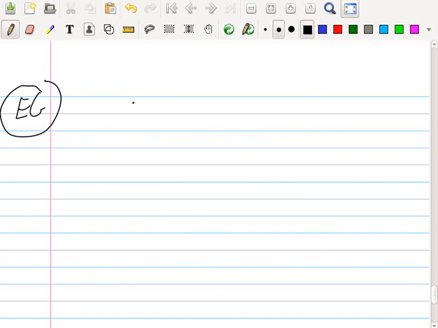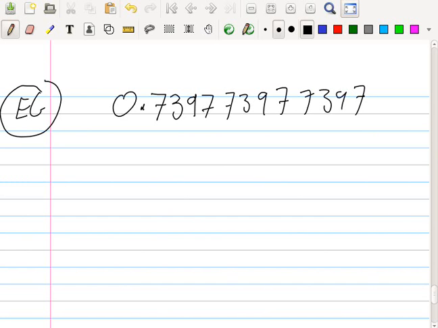I'll do this one here, 0.7397. So what you notice here, this is a decimal that repeats itself. 7397, 7397, 7397, etc. Yeah, it's sure periodic. So we would like to write this as a fraction. How can we do that?